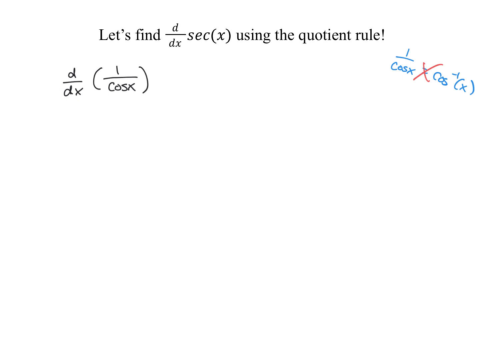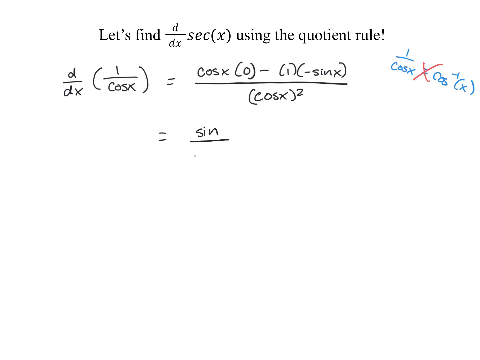So here, let's just treat this as the quotient of two functions. Our numerator is just a constant function and our denominator is cosine. So let's use our quotient rule again. We're going to do low d high, the derivative of 1 is 0, minus high, and then d low, the derivative of cosine is negative sine, all over low squared. So this just becomes positive sine over cosine squared of x.